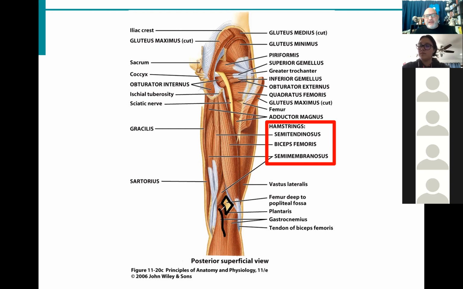We have the two bellies of the gastrocnemius, or calf muscles. And then we have these muscles up here. We have the biceps femoris coming down here with its two bellies. And we have the semimembranosus and semitendinosus that come over this way. They form this diamond-shaped region, which is known as the popliteal fossa. And pigs have a popliteal fossa as well.